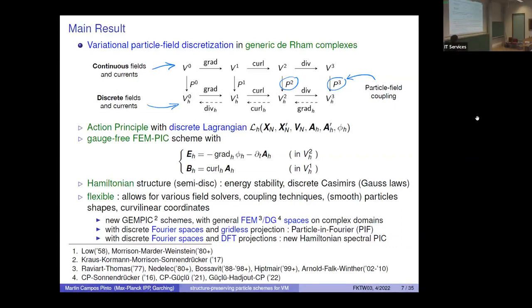And in the scope of Fourier spaces, if you take different projection operators here, you can obtain the so-called particle in Fourier coupling that Antoine also mentioned, which is essentially a gridless projection. There is no grid at any place in the solver. The fields are solved in Fourier spaces, and the coupling is done without a grid. And another type of coupling where you essentially replace the gridless projection with DFT projections. So you essentially compute the Fourier modes with a DFT.